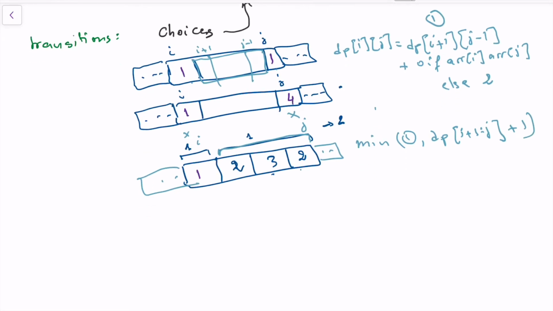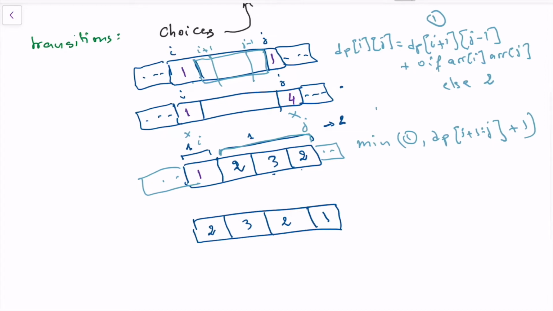Well, this thing can happen also on the other side, right? So we could have something like this, where we have 2, 3, 2, and 1, right? In that case, the optimal solution here is to remove this portion first, and then remove this one alone. And that will get us 2 moves, right?